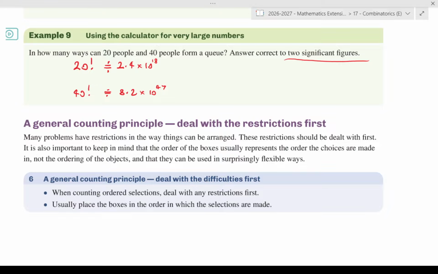For those of the physics geeks in the room, we're using scientific notation. We are not using engineering notation. We are doing numbers between 1 and 9.9, and we don't care if our indices are not divisible by 3, which we would do if we were doing engineering. So 8.2 times 10 to the 47. We're not trying to push it to 0.82 times 10 to the 48 or anything like that. All right, cool.